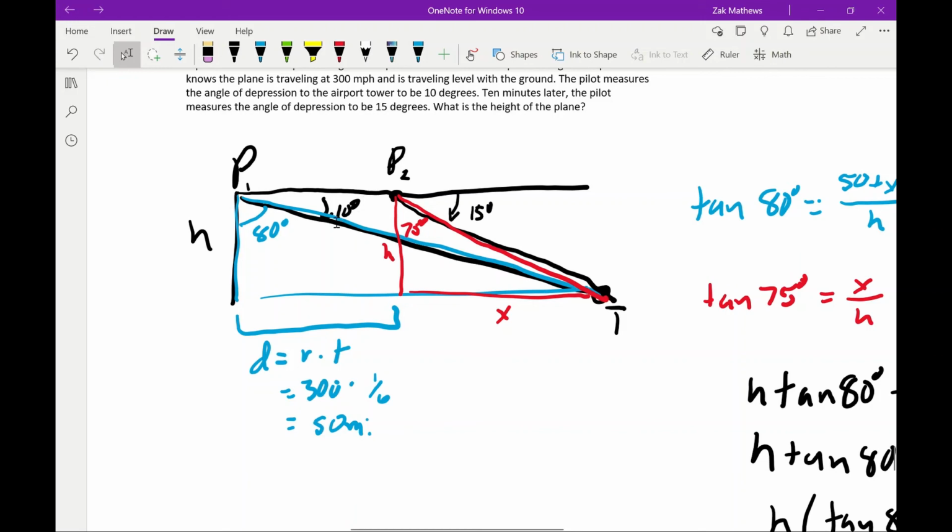So be aware that the angle that is given is not necessarily the angle that we need to use. Draw your picture. I cannot stress that enough. Start with a picture.